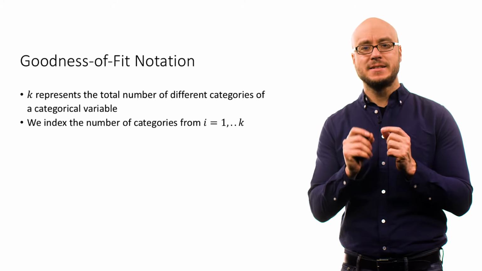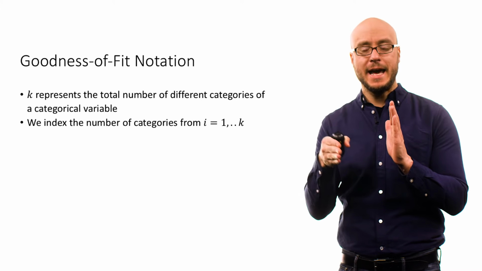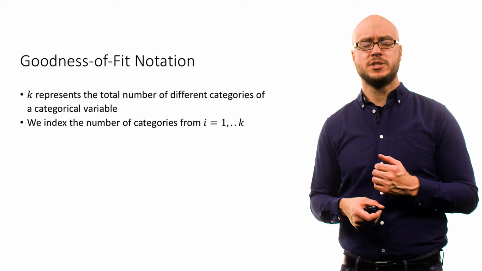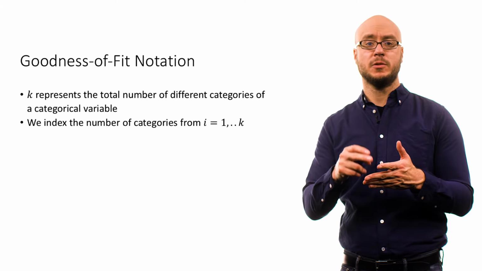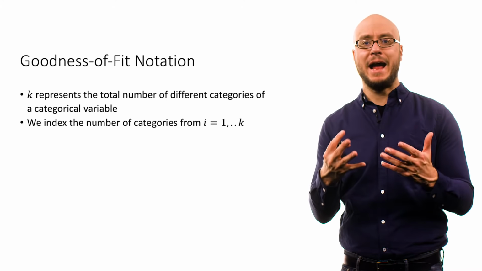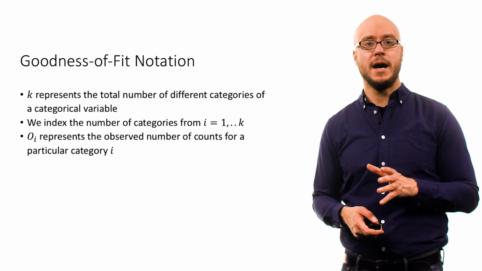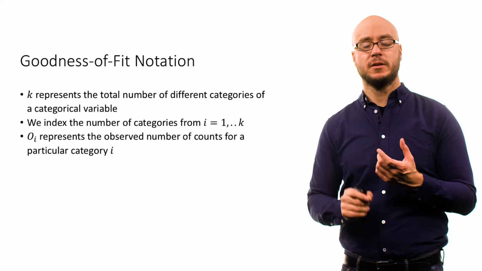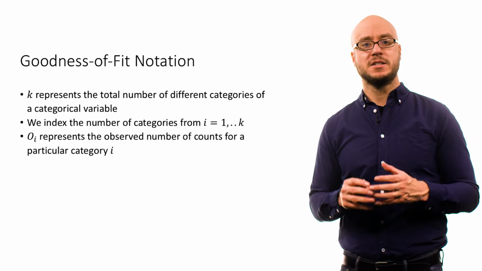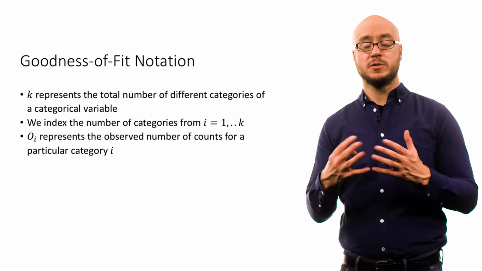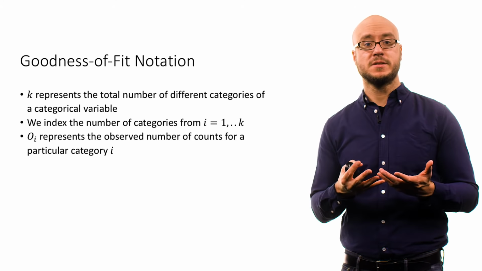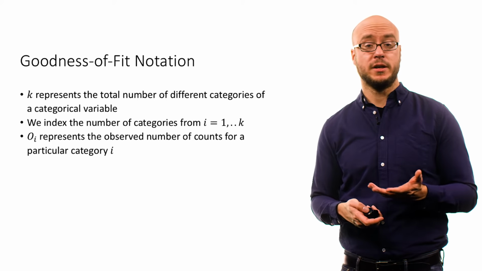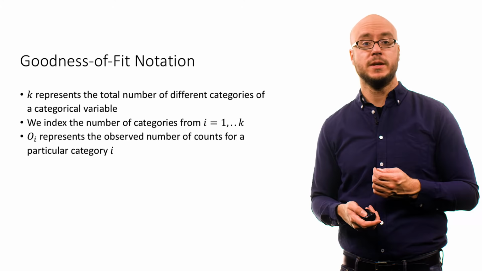And then we like to index these categories from i equals 1 to K. So in this particular example, in which we talk about young people's religious affiliations, we have i equals 1, i equals 2, and i equals 3, where K is 3. We just like to keep track of these different categories. That's all that's going on. But we like to use capital O with a subscript i, which indexes that particular category, to represent the observed number of counts for a particular category i. So if i equals 1 refers to those young people who are Protestants, O subscript 1 would just be the observed number of counts for that category, which in this case would be Protestants.